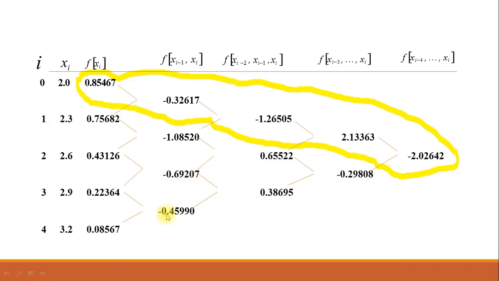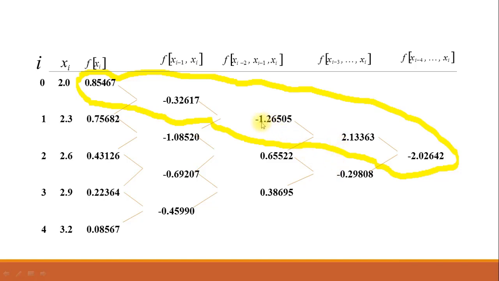Now subtract minus 0.69207 from minus 0.45990, and now skip 2.9 and subtract 2.6 from 3.2, and then divide the difference of these numbers by the difference of 2.6 and 3.2, we get 0.38695. Now, how to construct the third order differences column?